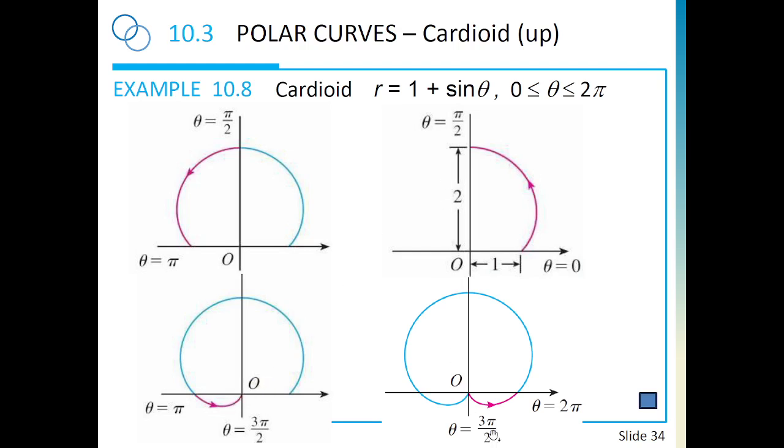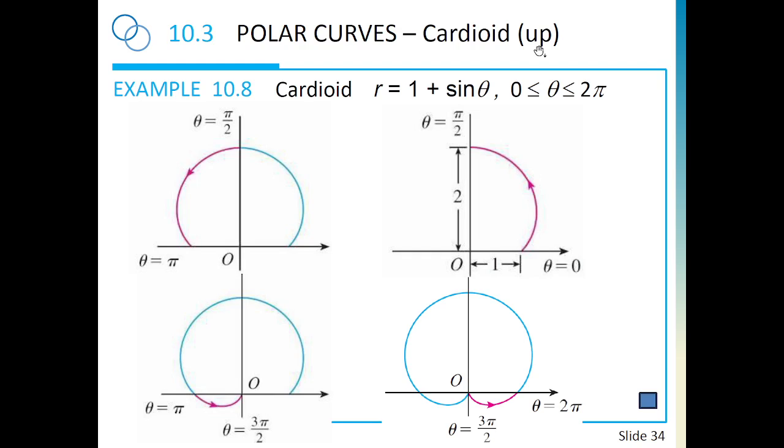And then the last piece, when we go from 3 pi over 2 to 2 pi, what happens? Well, sine is negative, but it goes from minus 1 to 0. So we start at 1 minus 1, r is 0, and then at some point sine will be 0, so the distance will be 1. So we go from here and then slowly complete there. So this looks like a heart, so that's why it's called cardioid.